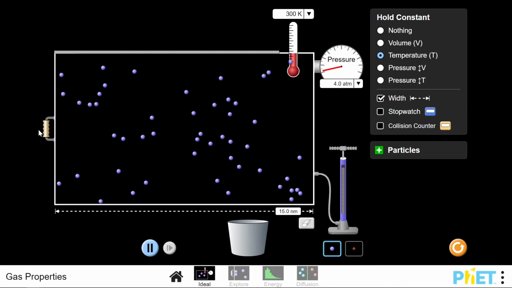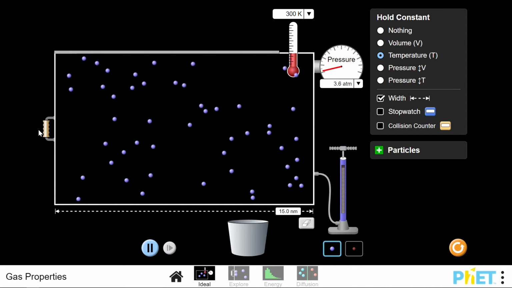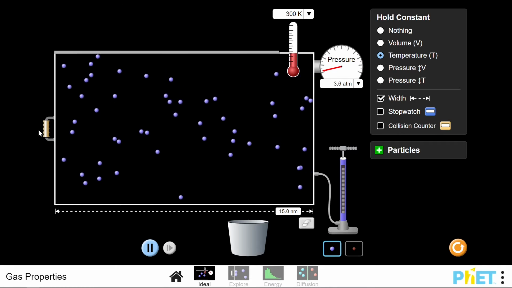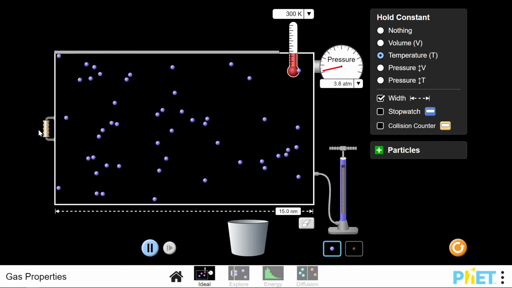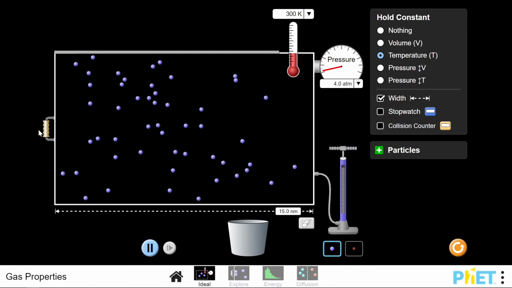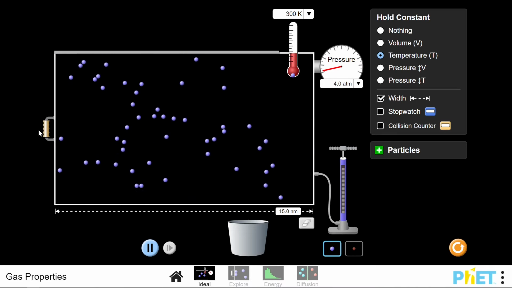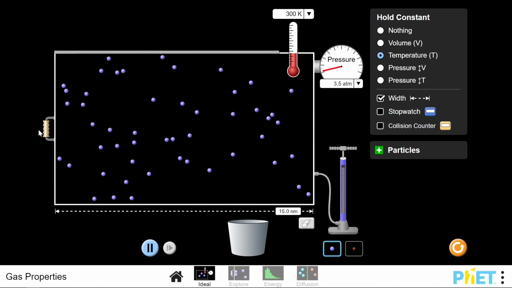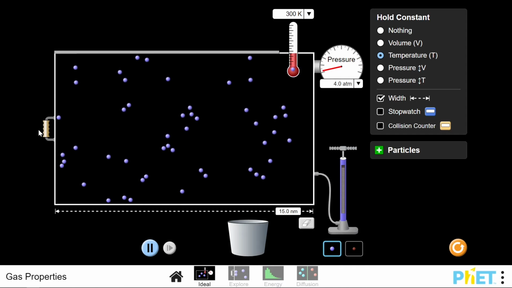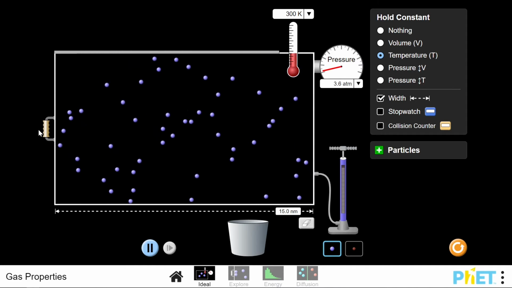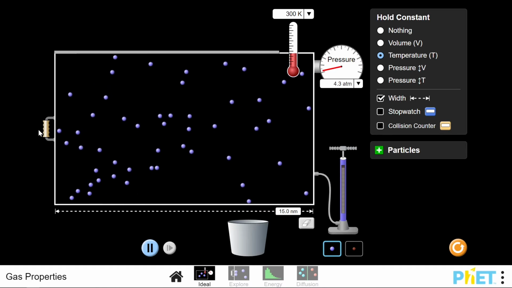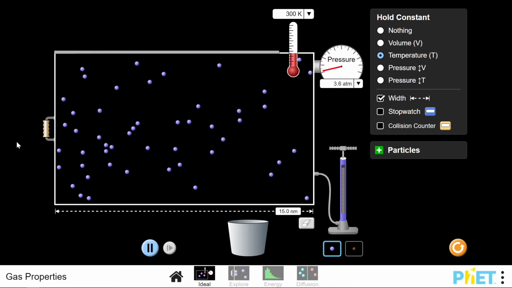Okay. So if you look at 5, the pressure was around 12. Doubled the volume, and the pressure fell to around 6. So we doubled the volume, pressure fell by 1/2. We went from 5 to 15, we tripled the volume, and our pressure went from 12 to about 4. So our pressure went down by 1/3. Pressure and volume are inversely related.